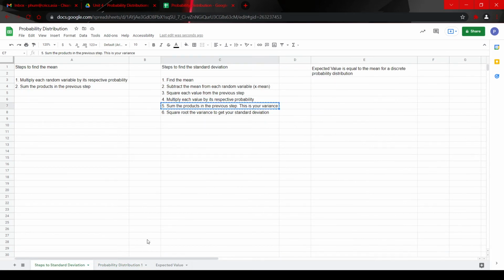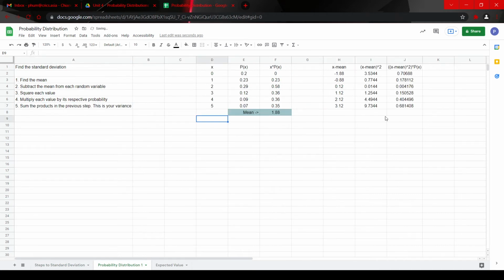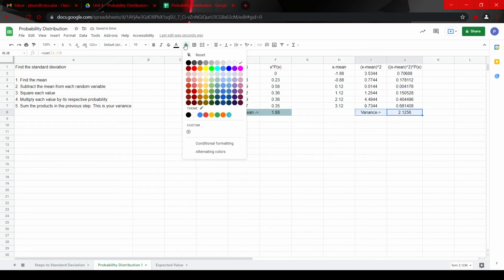Now we can sum the products in the previous step to find our variance. So let me sum all of these. And so this here is my variance. Let me just highlight this. I'll put this in yellow.